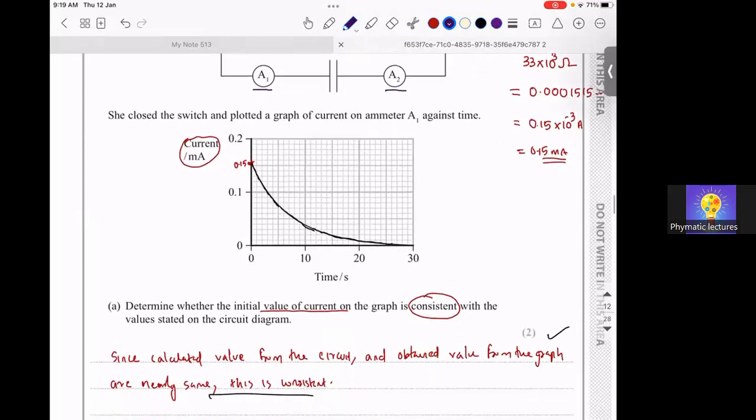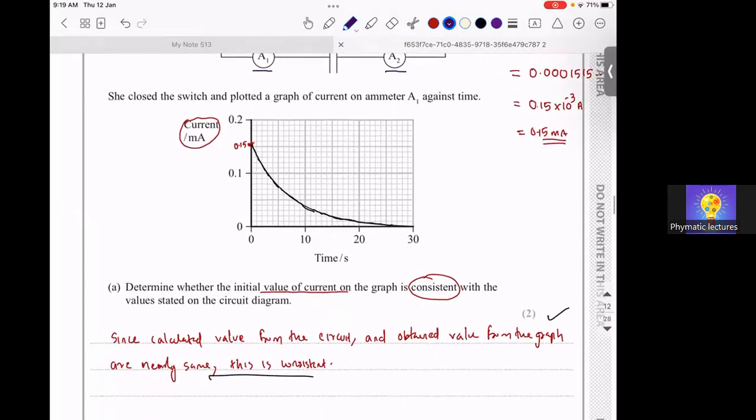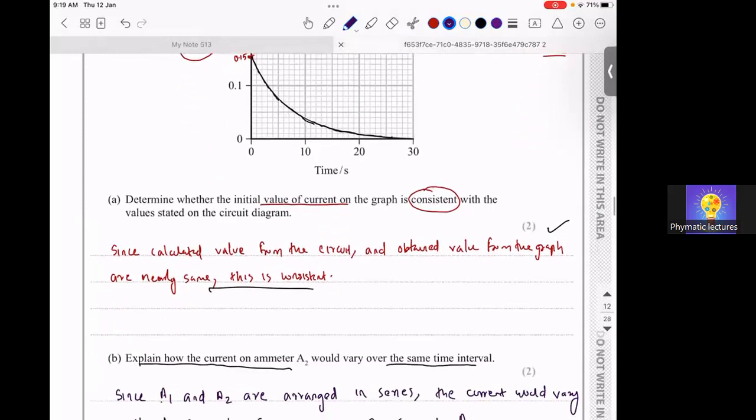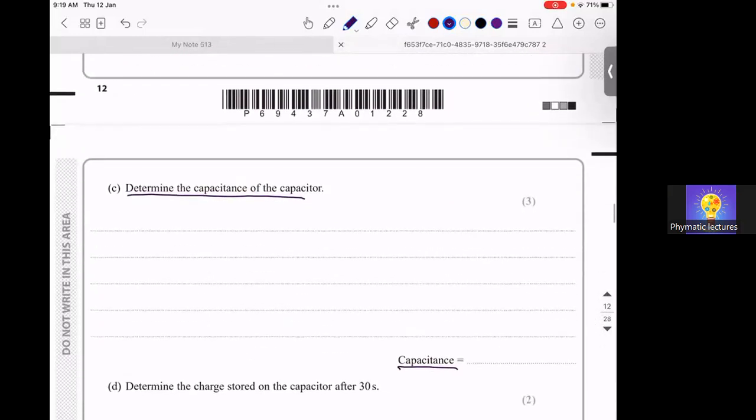So what is the general equation for this? The exponential decay of the current: I is equal to I0 e to the power of minus t over RC. Correct? This is the equation for the general exponential decay of the current through what? The capacitor.